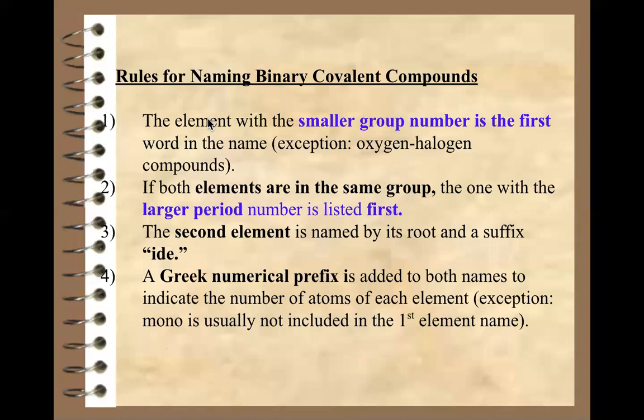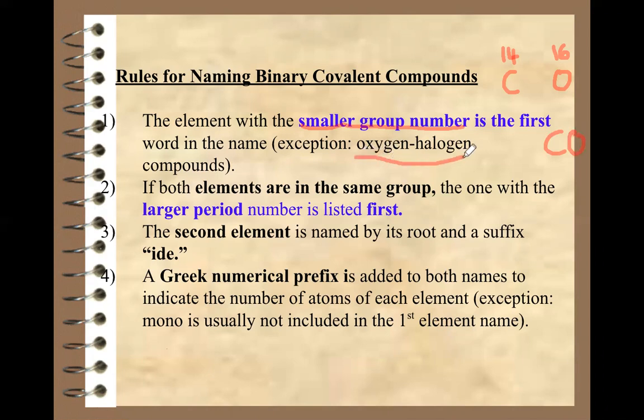When you have two nonmetals, the element with the smaller group number goes first. Say for example, if you have carbon and if you have oxygen, which one will go first? Obviously, carbon goes first because carbon has smaller group number. Carbon is in group number 14. Oxygen is in group number 16. So which one goes first? Carbon goes first always when you write the compounds, and oxygen comes next. The exception is oxygen halogen compounds.